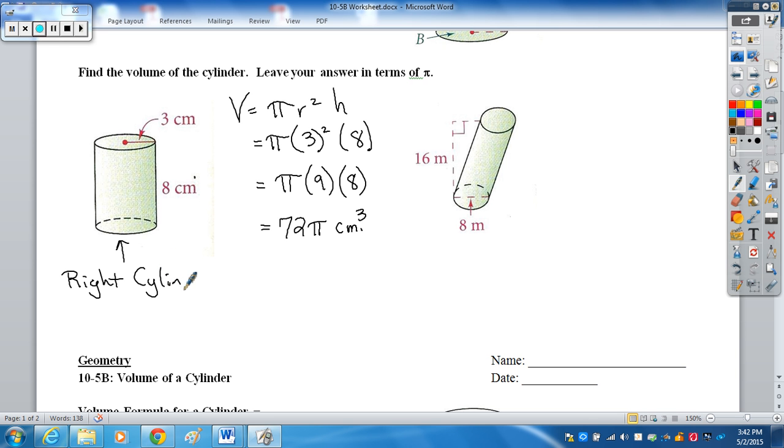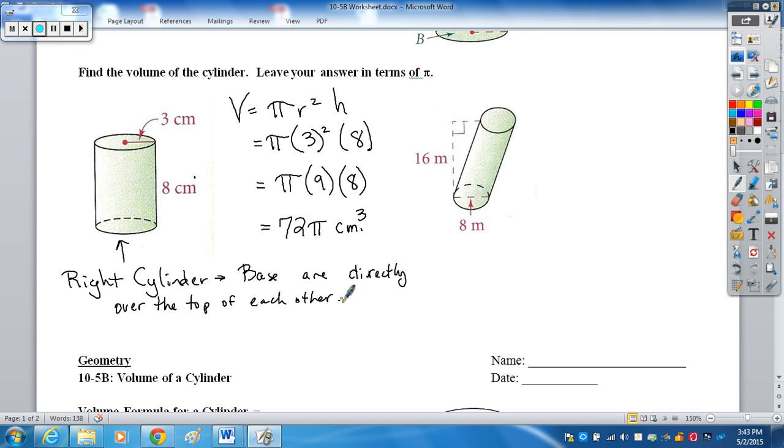cylinder. Okay? Now, you could have a right cylinder, you could have a right pyramid, a right prism, or a right cone. And what that means is this, that the bases are directly over the top of each other. Okay, the bases are directly over the top of each other.